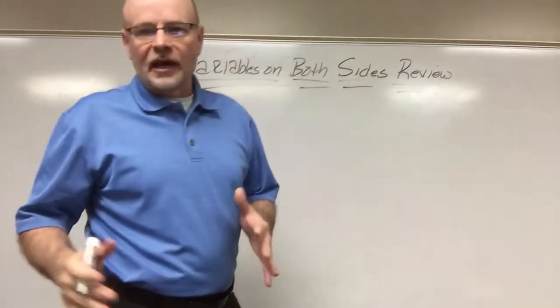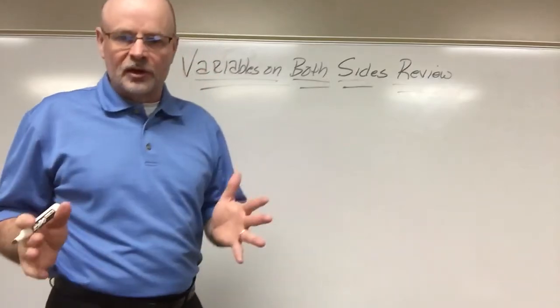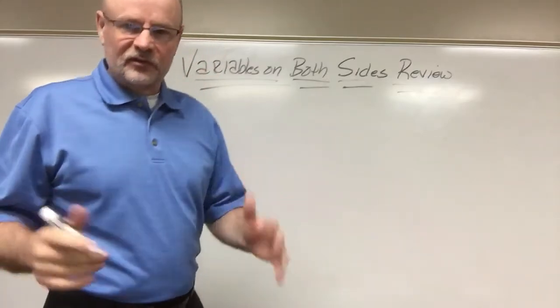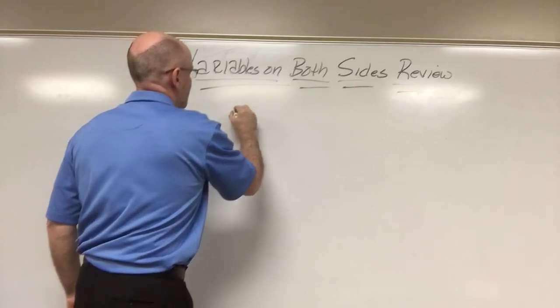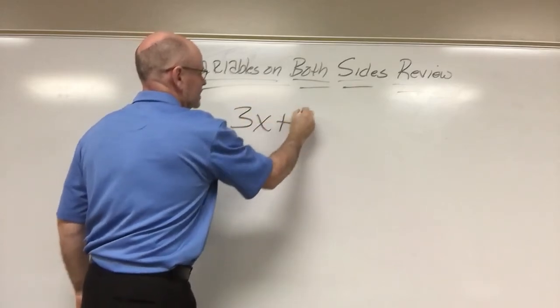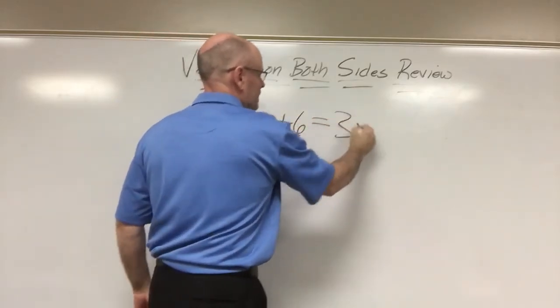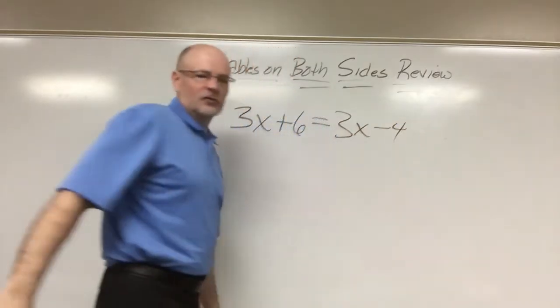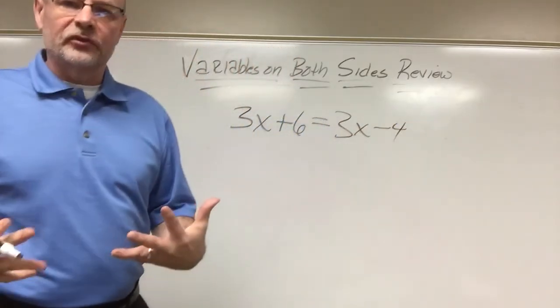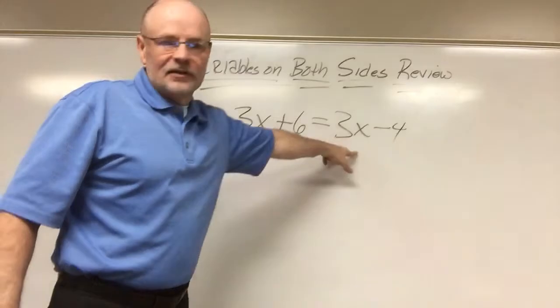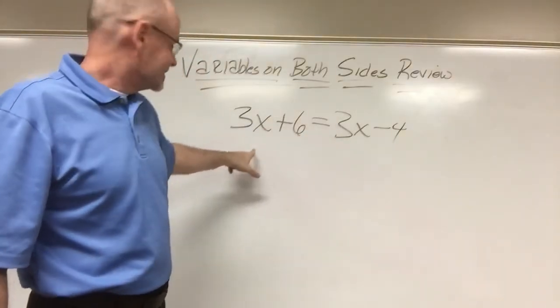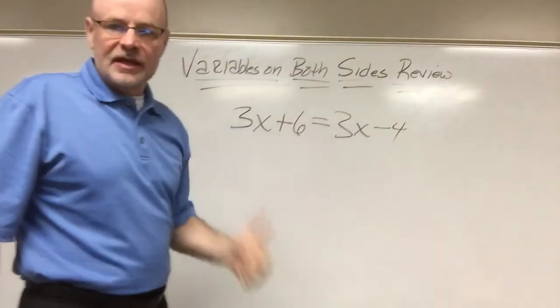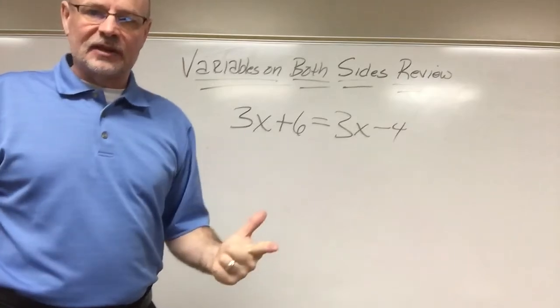And this falls under the category of work smart, not hard. So let's look at this first example. I have 3x plus 6 equals 3x minus 4. What do you notice? Notice on each side of the equation, in front of the variable x, I have the same coefficient. Same number, same sign.